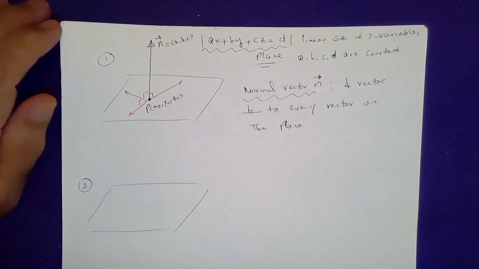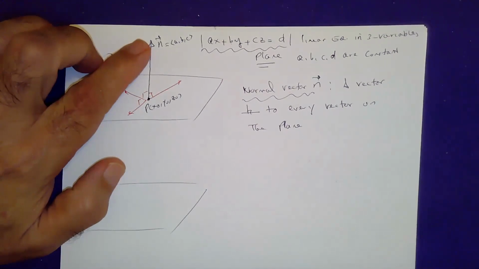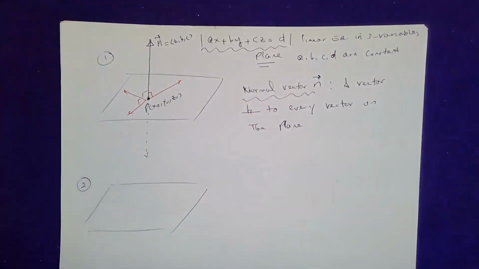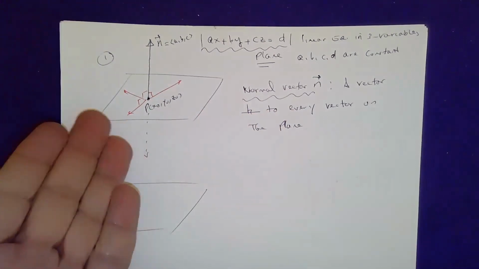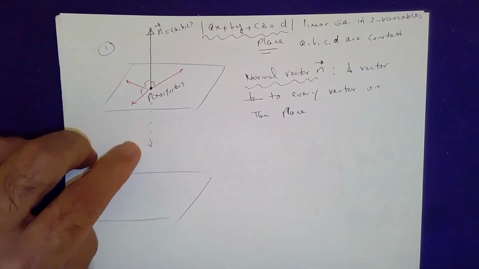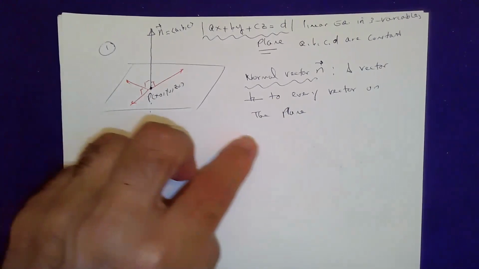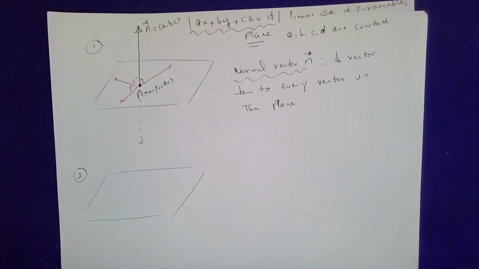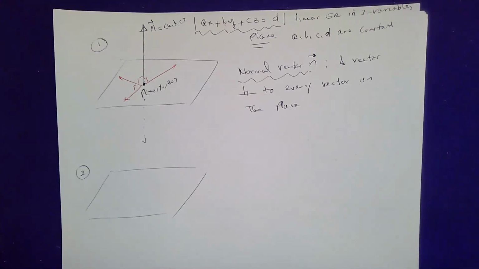Now, does it have to go upwards? Not really. It could also go downwards. As long as it is perpendicular to every vector on the plane, I'm good. Because if you take the negative n, the signs will take care of themselves when you write the equation. You can just simply multiply both sides by negative and we're good. So it really doesn't matter at this point.